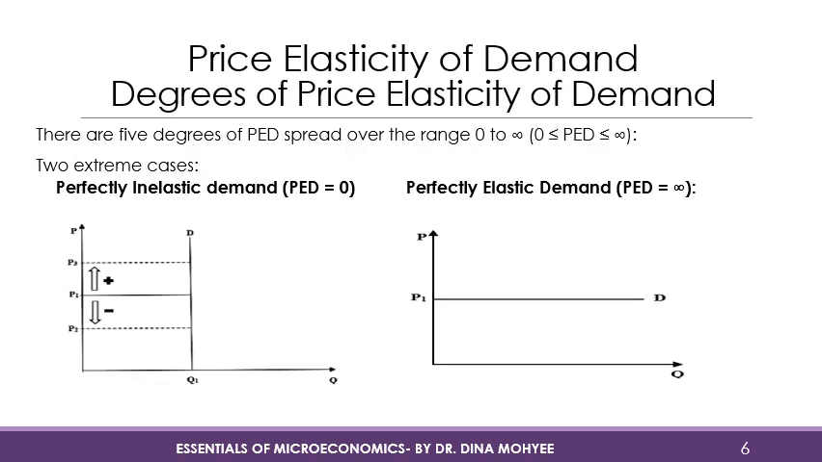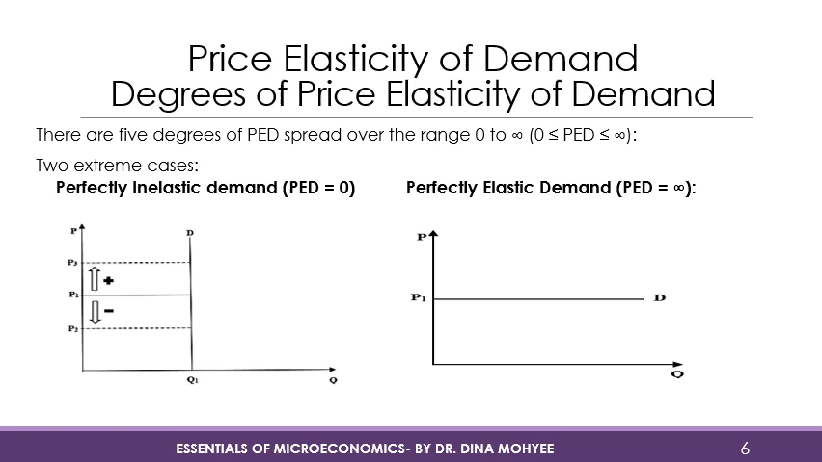Now, let's turn to the different degrees of price elasticity of demand. We have just said that the price elasticity of demand measures the responsiveness of the quantity demanded to a change in price. And therefore, the degrees of elasticity tells us whether the quantity demanded is highly responsive, has low responsiveness, or does not respond at all to these changes in the price. In this respect, we have 5 degrees of price elasticity of demand that is spread over the range 0 to infinity. We have 2 extreme cases and 3 other common cases.